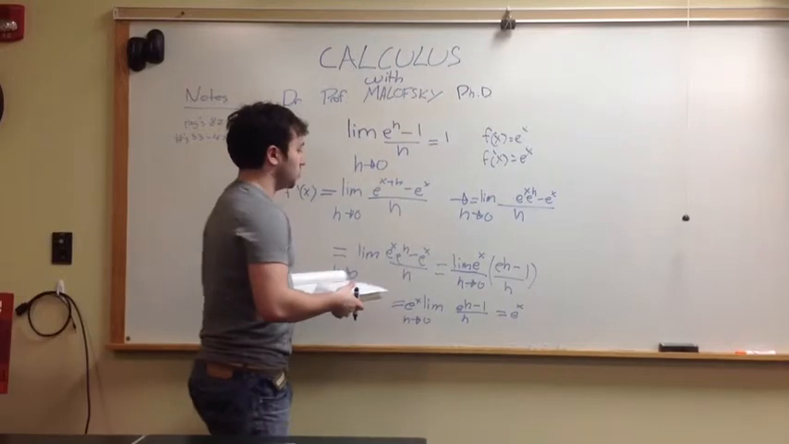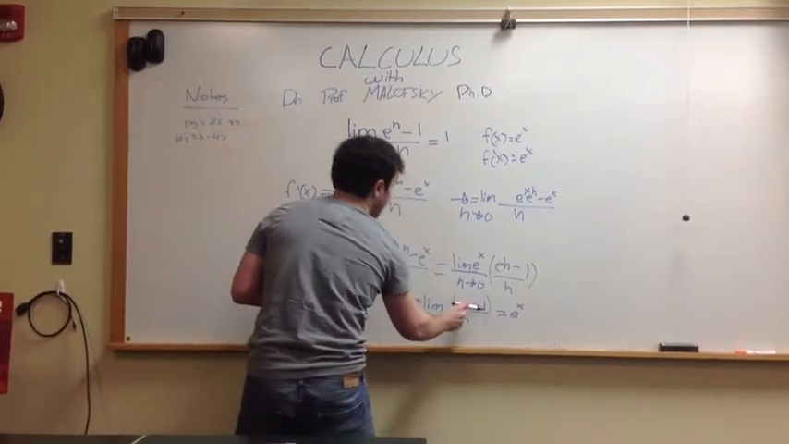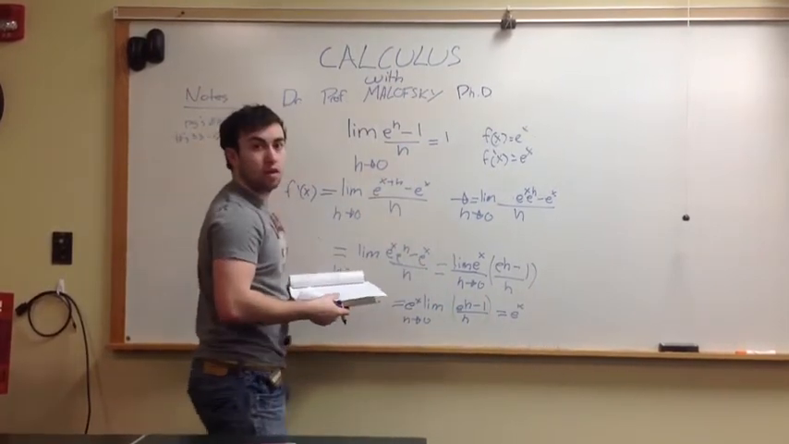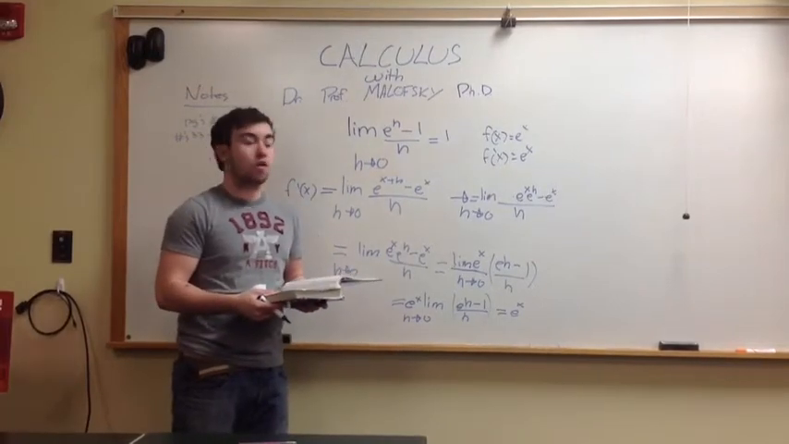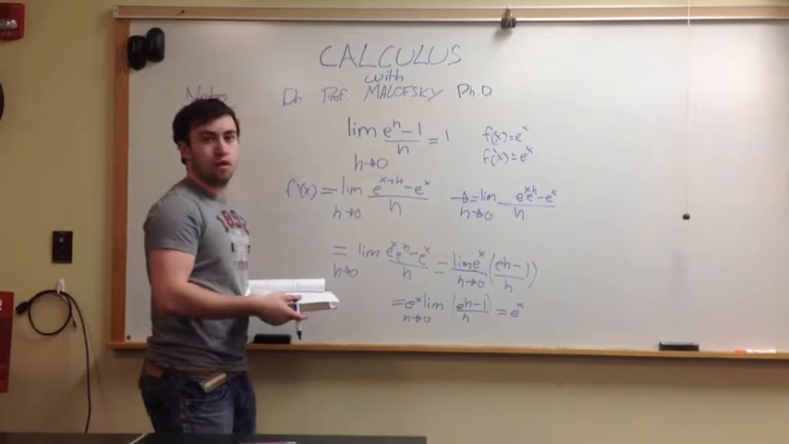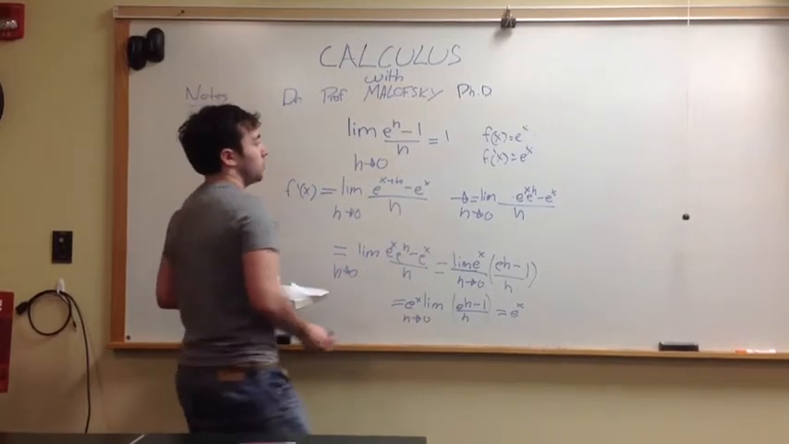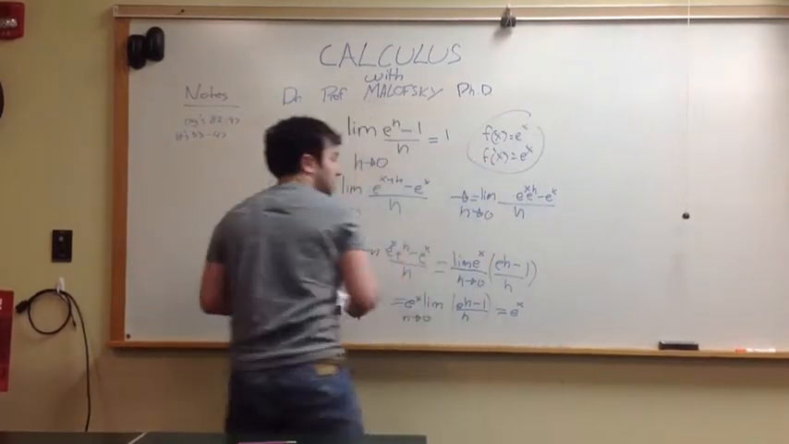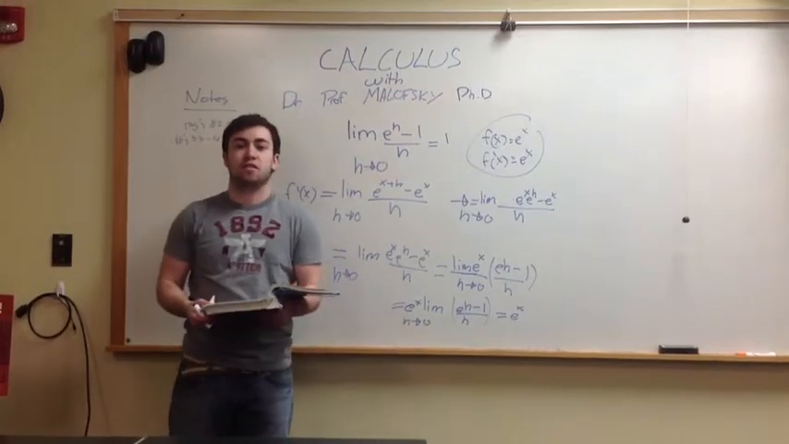Now for anyone curious as to why, this section right here is the same as up here, and as we know, the limit of e to the h minus 1 over h is equal to 1. So essentially we're just saying e to the x times 1, which equals e to the x. Therefore proving that this is true. Thank you. This is Professor Malofsky.